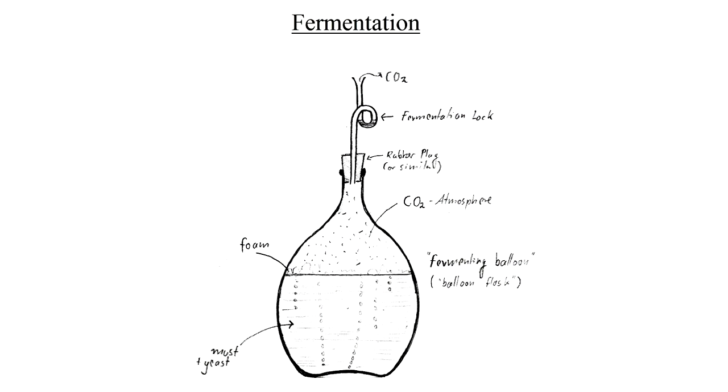Once the ethanol concentration reaches the critical level, the yeast will die. It will sink to the bottom of the balloon and remain there. You can then use a simple hose, suck on it, and the wine will flow off all by itself. You can then bottle the wine and store it.